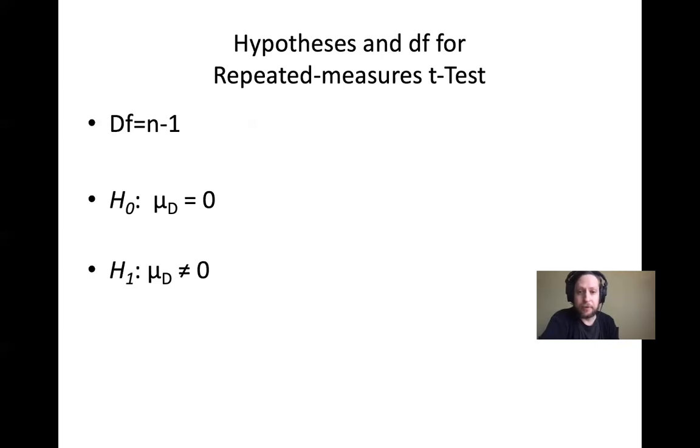If there's no difference between the two conditions, then when we take the mean difference score, we should get 0. So the null hypothesis says the mean average of all of those difference scores should be 0, meaning there's no difference between our two conditions. So the null hypothesis for repeated measures t-test is always mu sub d equals 0. It will never change. It will always be this, no matter what.